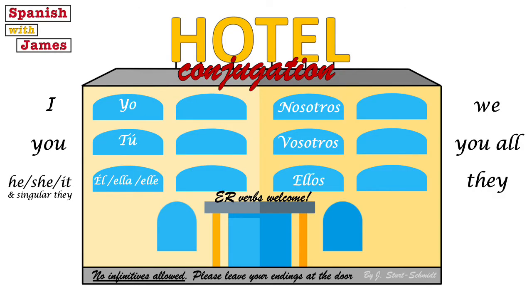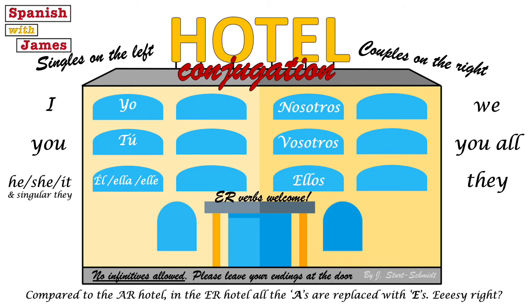Now at first glance, this hotel looks very much like the AR Verb Hotel. We've got the same layout, we've got singles on the left, couples on the right, so all of the singular versions of the verb. I do the verb, you do the verb, he does the verb. That's all on the left, and then we've got couples on the right. We do the action, you all do the action, they do the action. But compared to the AR hotel, in this hotel, all of the A's are replaced with E's.